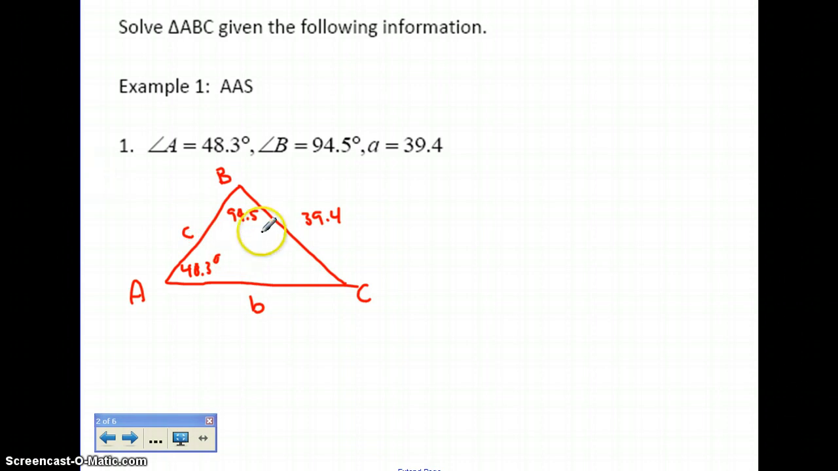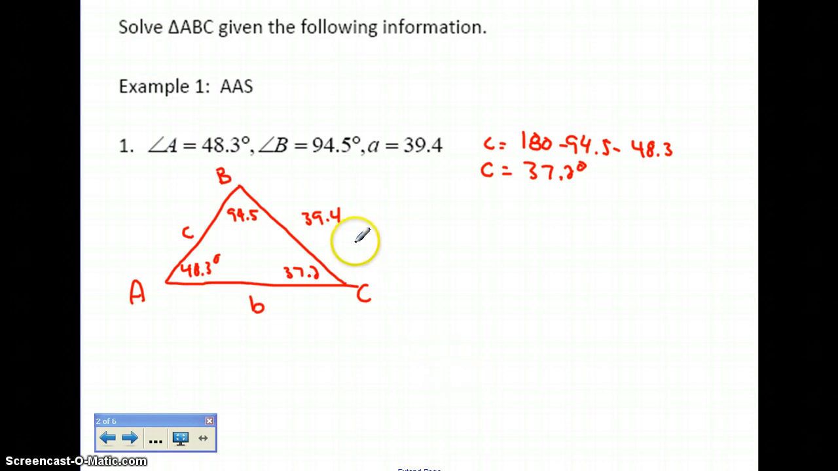Now I know that for any triangle, all these angles need to equal 180. So if I take 180 and subtract 94.5, which is angle B, and subtract 48.3, which is angle A, I can get angle C. When I do that, I get angle C equal to 37.2 degrees. That's pretty easy to find. But my goal is to solve the triangle, and if you remember, solving means to find all the missing angles and missing sides.